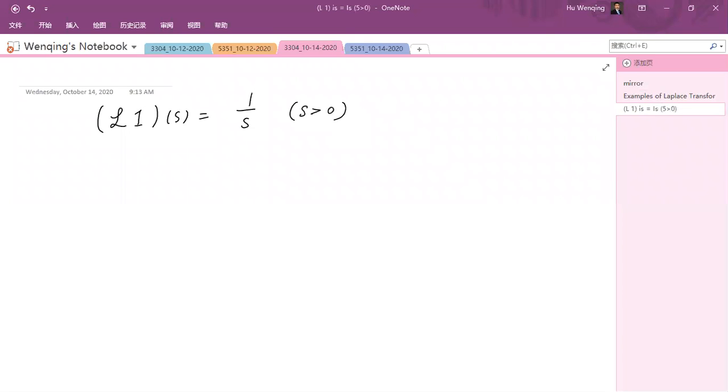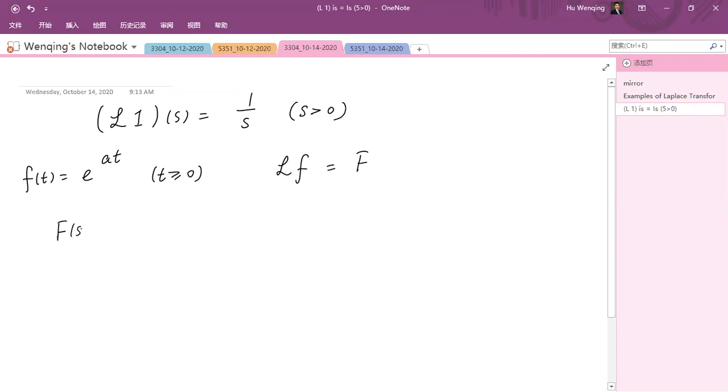Now let us look at some further examples. For example, can you find the Laplace transform of an exponential function? That means we're going to talk about f of t equal to e power at, where t is greater or equal to 0. We're going to consider the Laplace transform of f, and call it capital F. Now, how do you calculate it? Well, capital F of s is the Laplace transform of e power at.